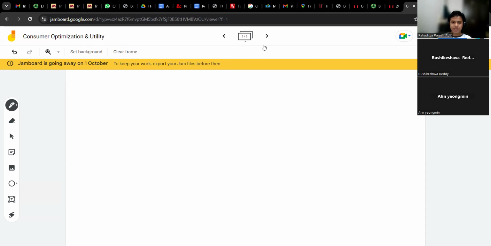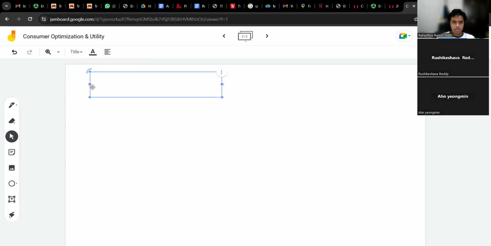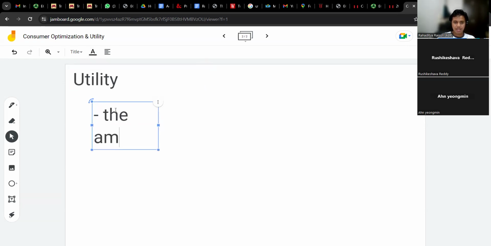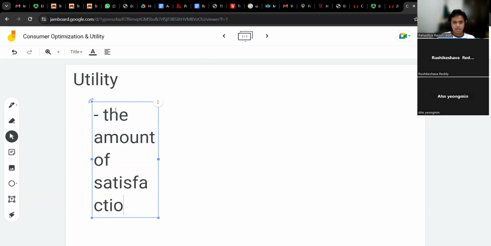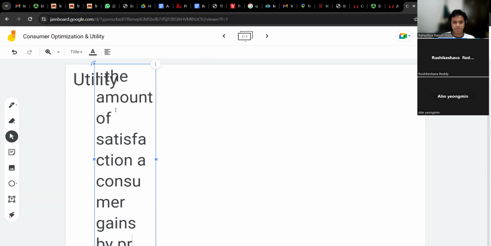All right. So let's talk about utility first. What is utility, right? Utility is basically this unit that we use to define satisfaction. Utility is not something that can be easily measured, but for the sake of econs, we kind of assume a measurement for it. And in the case of this one, utility refers to the amount of satisfaction a consumer gains by purchasing a product.